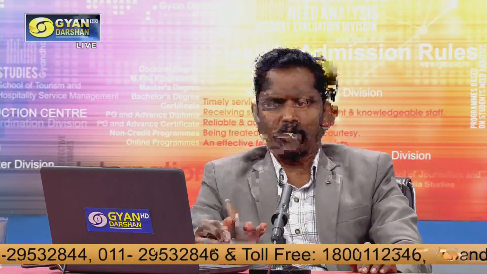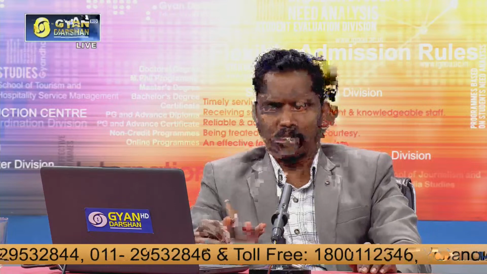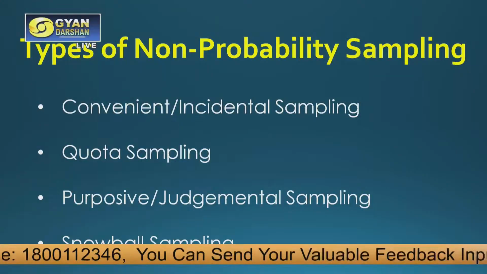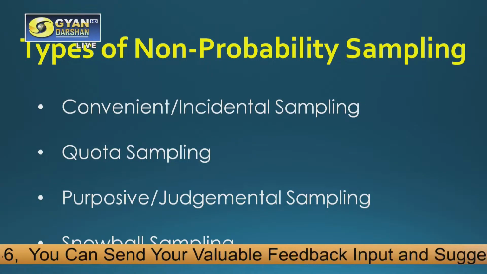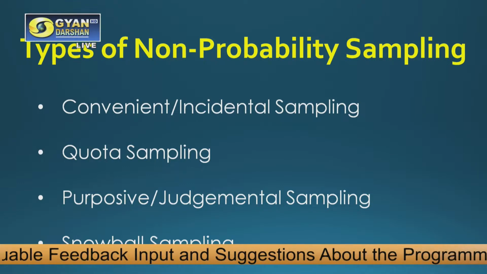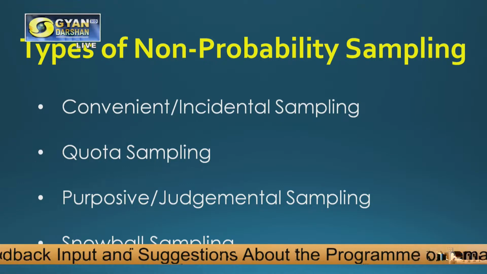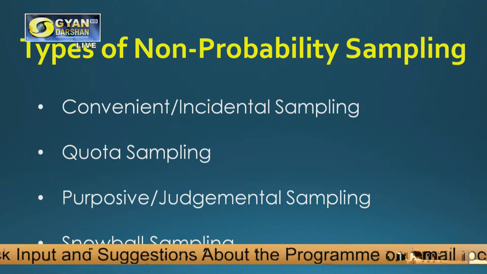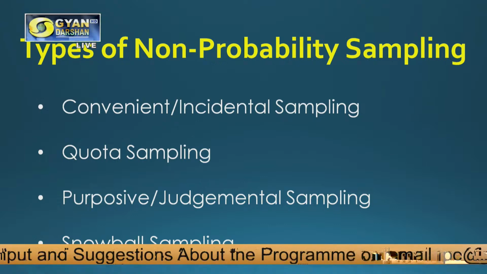Now let us move on to the different styles of non-probability sampling methods. As you see on this slide, there are four major ones. One is convenience sampling, which is otherwise called incidental sampling. The next is quota sampling. The next is purposive, or sometimes judgmental, sampling. The final one is snowball sampling.